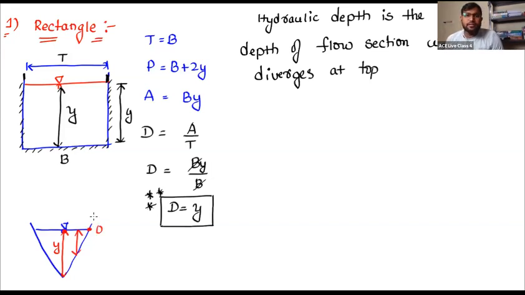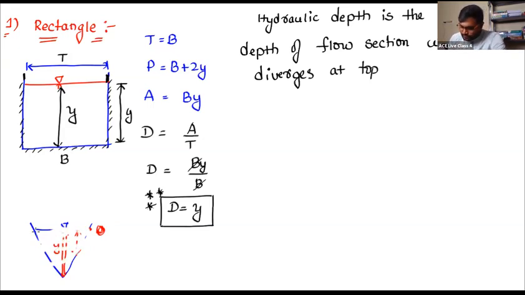Then what is the average? Whenever I ask you for an average, you just make sure it is minimum plus maximum by 2. What is the minimum here? 0. What is the maximum here? y. Then what is the average? Minimum 0, maximum y, so (0 + y) by 2. Which means in the case of a triangle, the hydraulic depth is going to be y by 2. Wait for that; we'll see it next for the triangle.